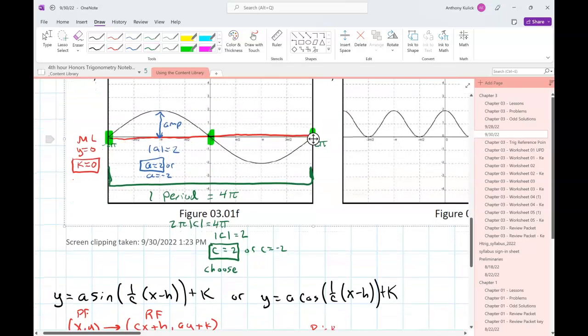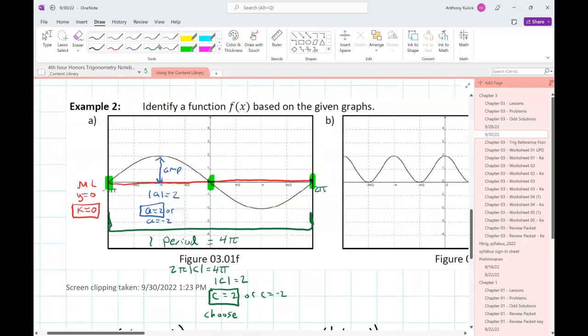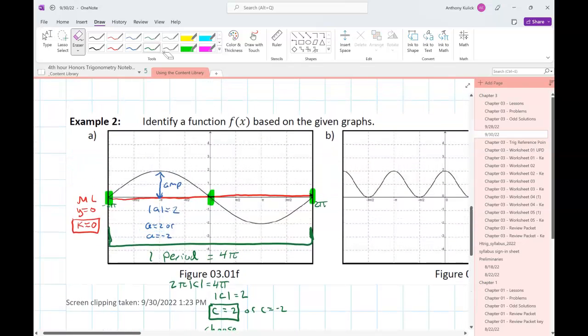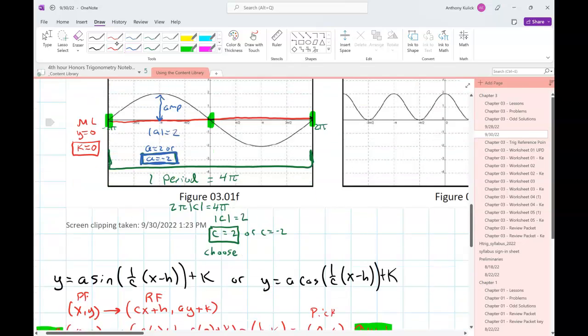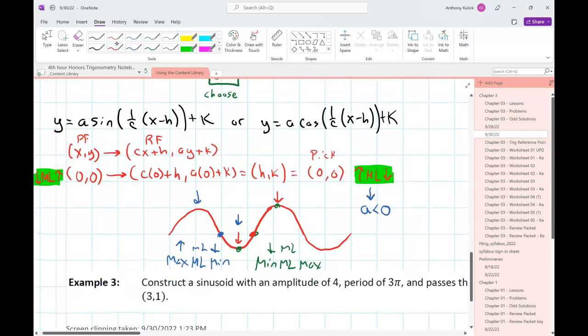Oh, I forgot, I highlighted the wrong thing. The K we found was the very first thing. The K was 0. Oops. So our A was -2. What do we still have to find here? What are we still missing? The H. But you know what? Look. We already found it.